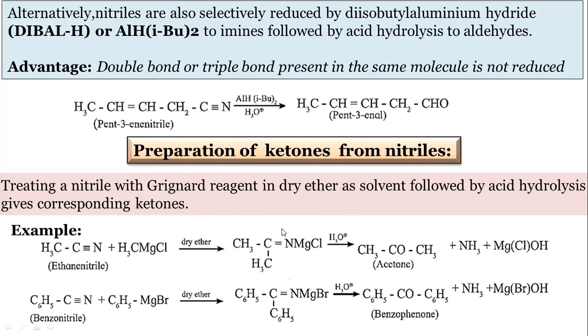This intermediate, after hydrolysis, we get the ketones, and these are the byproducts, ammonia and MgClOH. These are not important, but this product is important. So make a practice at your home. You can take different nitriles here, take different alkyl halides, whatever alkyl halides you like, and you can do the practice at your home.